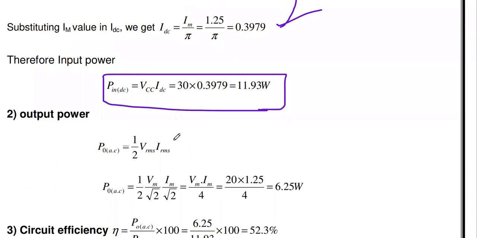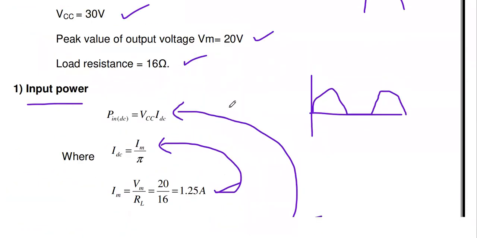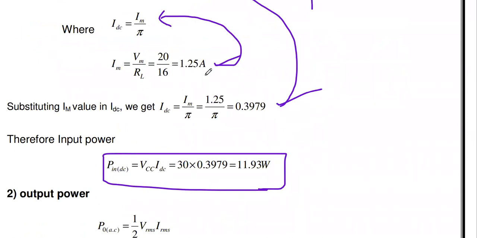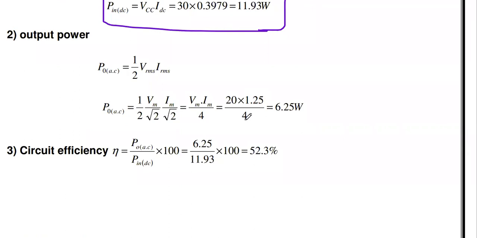So what is VM? VM is given. In our problem, the VM value is 20 volt, and IM, just now calculated, is 1.25 amps. So 20 into 1.25 divided by 4. The answer is 6.25 watts. This is the output power.